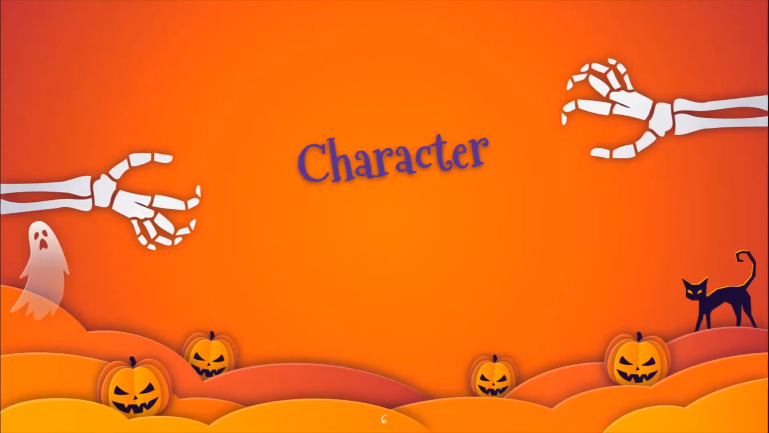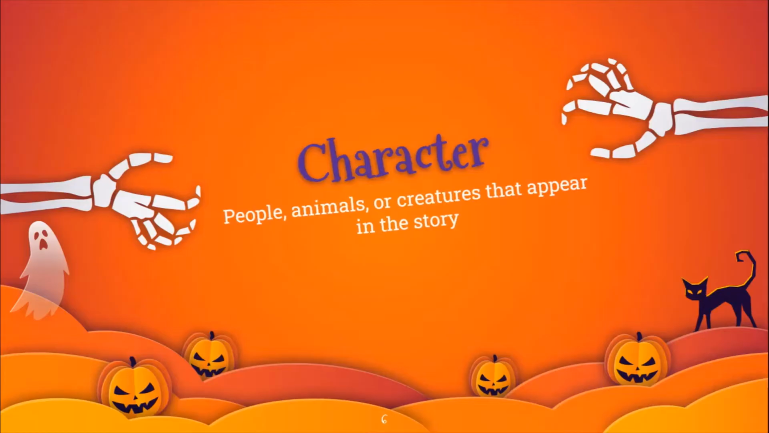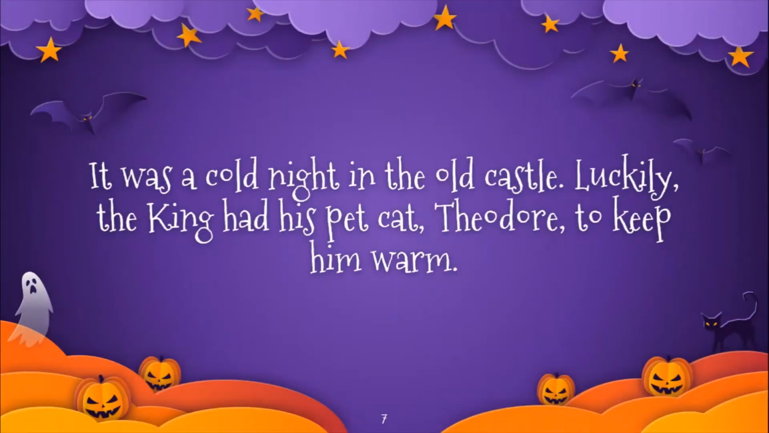Next, what is character? Or what are characters? Because there's usually more than one in a story. Characters are the people, animals, or creatures that appear in the story. So let's go back to this example and try to find the characters. It was a cold night in the old castle. Luckily, the king had his pet cat, Theodore, to keep him warm. So the characters in this story would be the king and his pet cat, because that's a person and an animal that appears in the story.